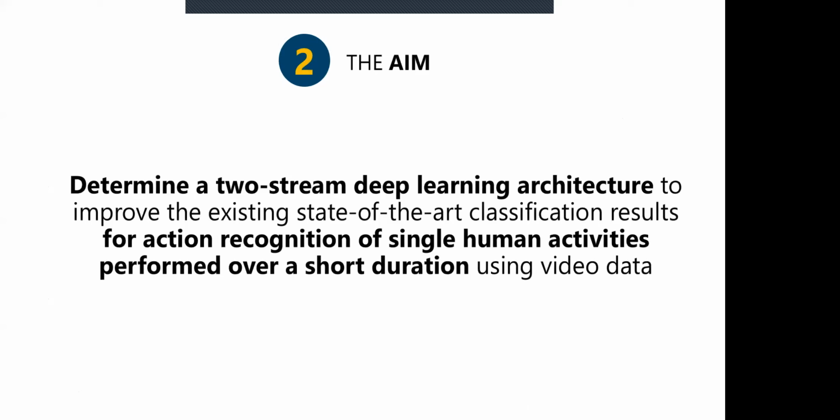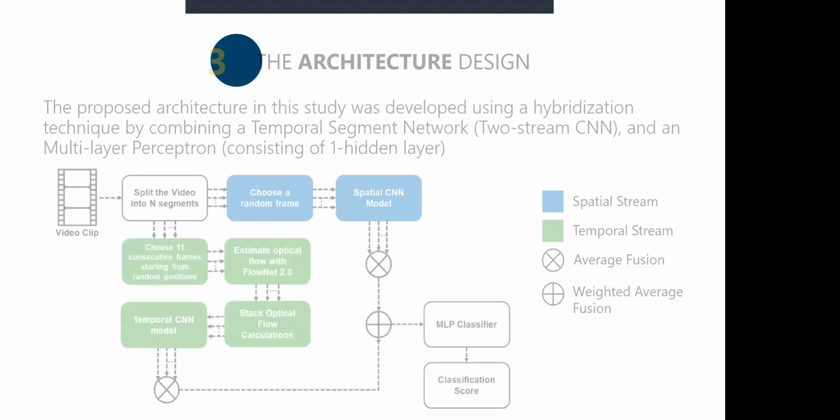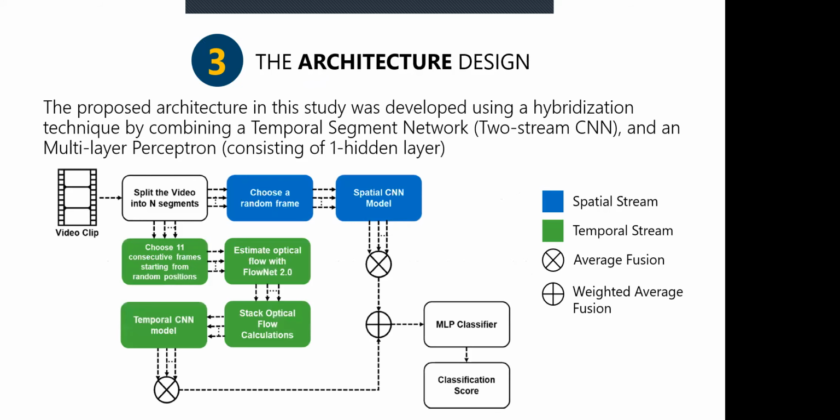The aim of the research was to determine a two-stream deep learning architecture to improve existing state-of-the-art classification results for action recognition of single human activity performed over a short duration using video data. The proposed architecture in the study was developed using a hybridization strategy by combining a temporal segment network, which is a two-stream CNN, and a multi-layer perceptron, which consisted of one hidden layer.